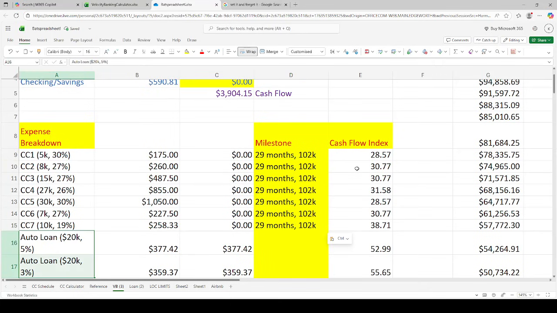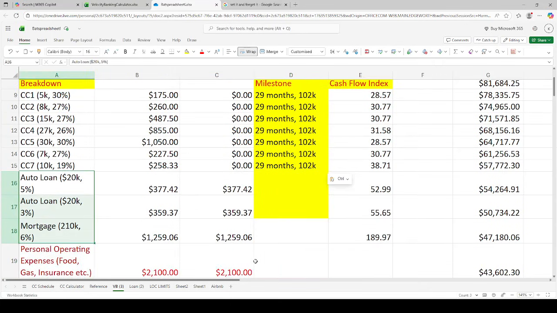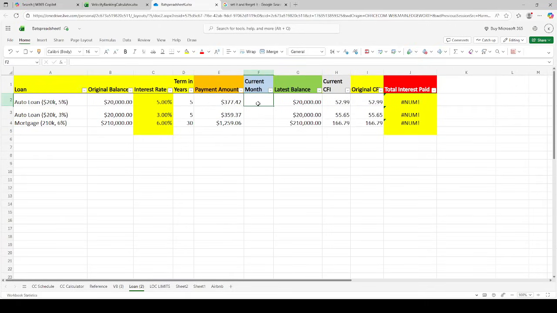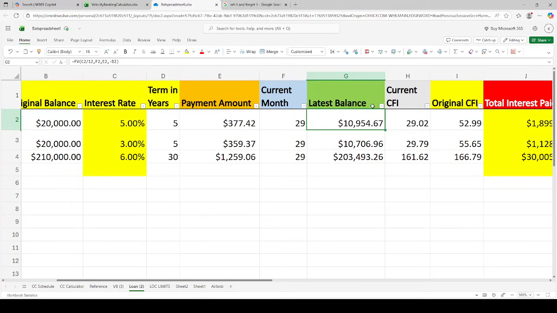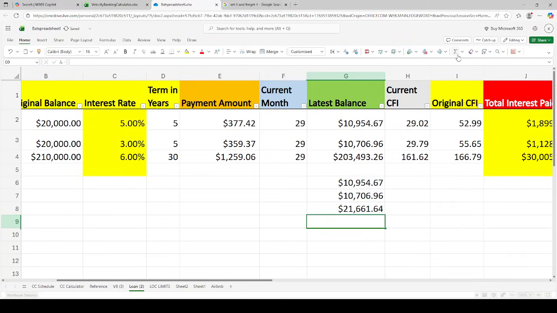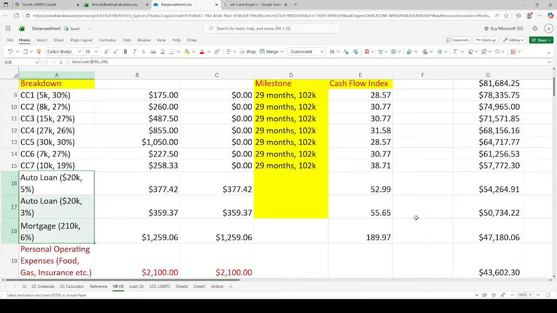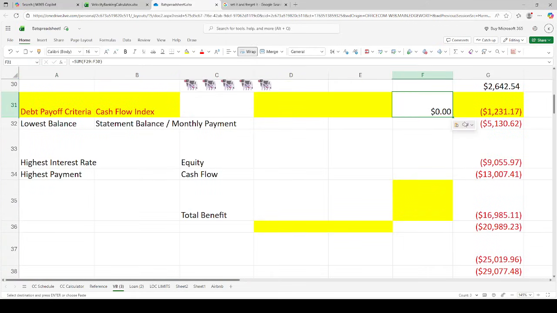And then we have auto loan, mortgage. So what we're going to do is we're going to do this 29, 29, 29, right? And then we have this loan calculator right here where all I have to do is put the current month in. It's going to tell me the current balance. And then we just follow the cash flow index again. So these are 2 auto loans. So let's figure out the sum of it, and it's 21 grand. We're going to move that into the line of credit. Let's go ahead and do that.